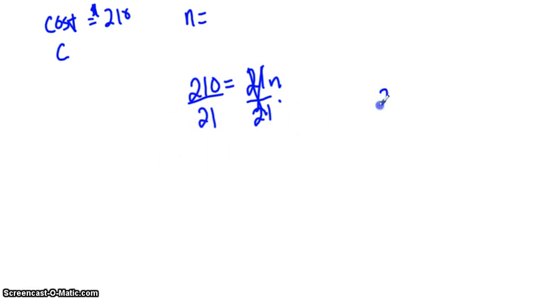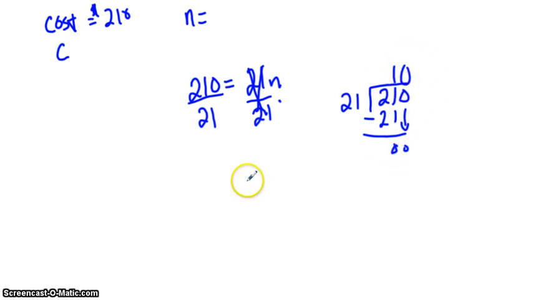If you want to do that longhand just to double check your work, 21 goes into 21 once. We subtract it, we get 0 left over, bring down the other 0, and it goes in there once. We got zeros left. Therefore, 10 equals n, so we could take 10 people for $210.